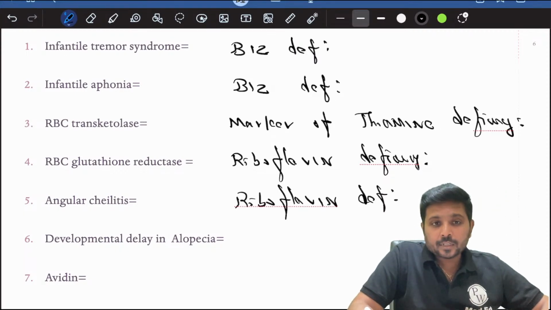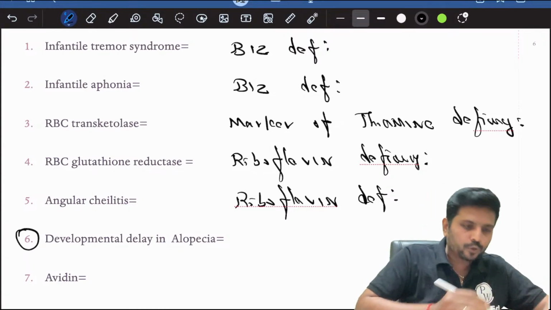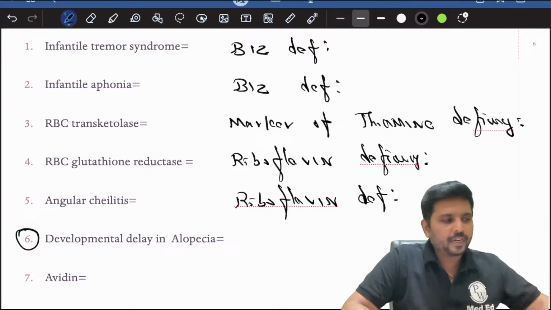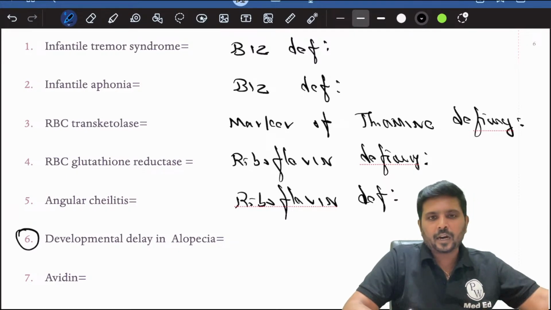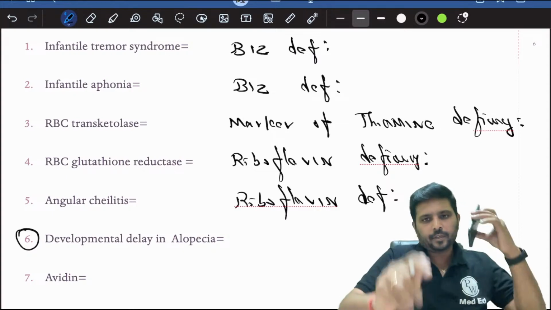Which one causes developmental delay with alopecia? Very, very important. This question is very, very important. One second.